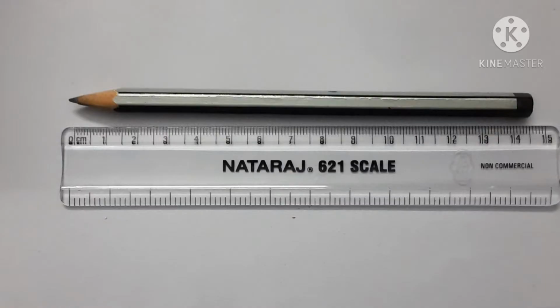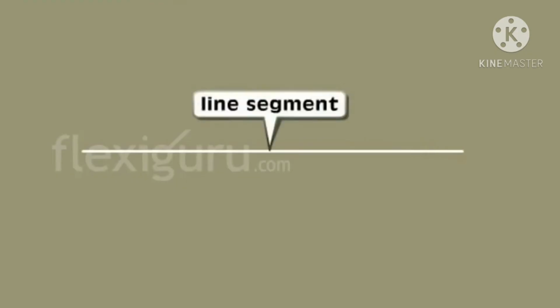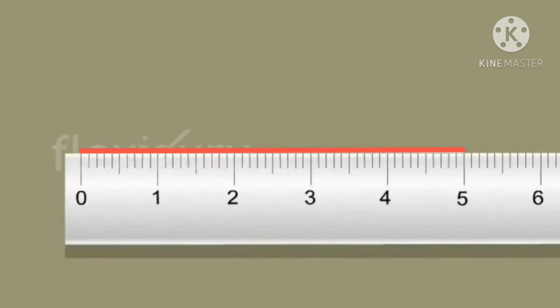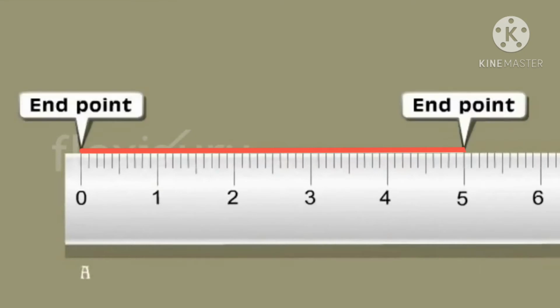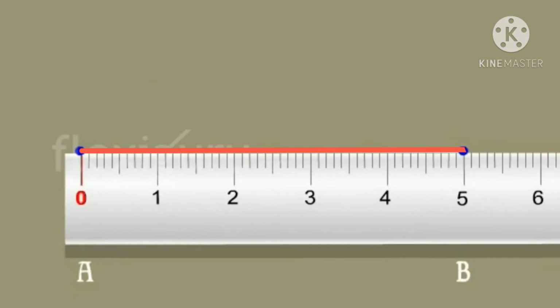Measuring line segments. We can measure a line segment using a ruler. Keep the ruler on the line segment to be measured. The 0 mark on the ruler should be on one end point of the line segment. The reading on the ruler where the second end point of the line segment lies is the length of the line segment. The length of the line segment here is 5 cm.